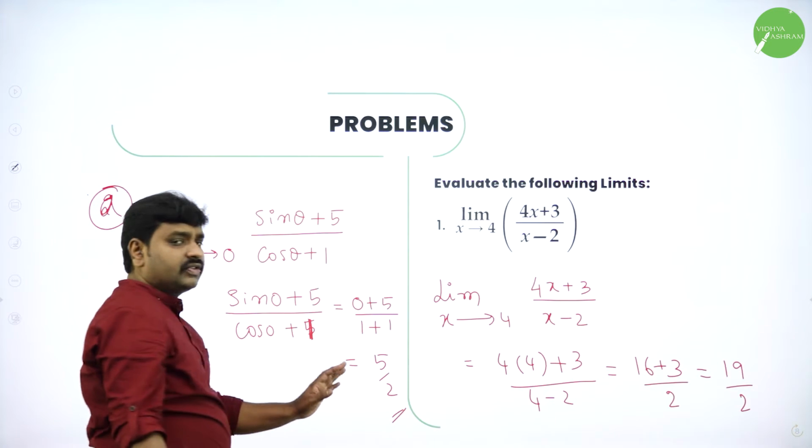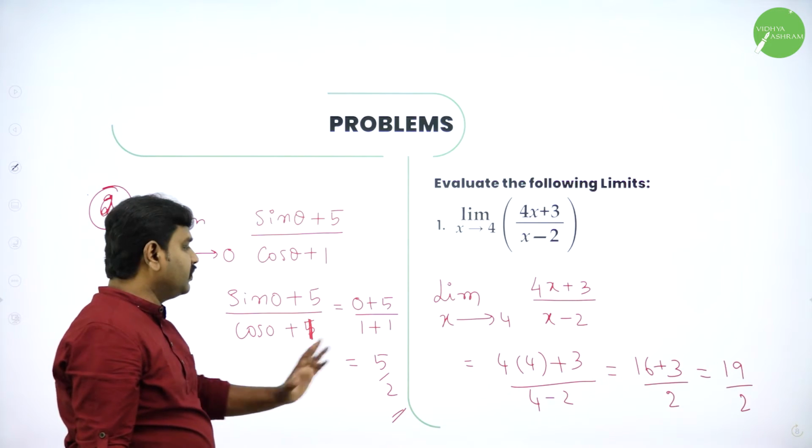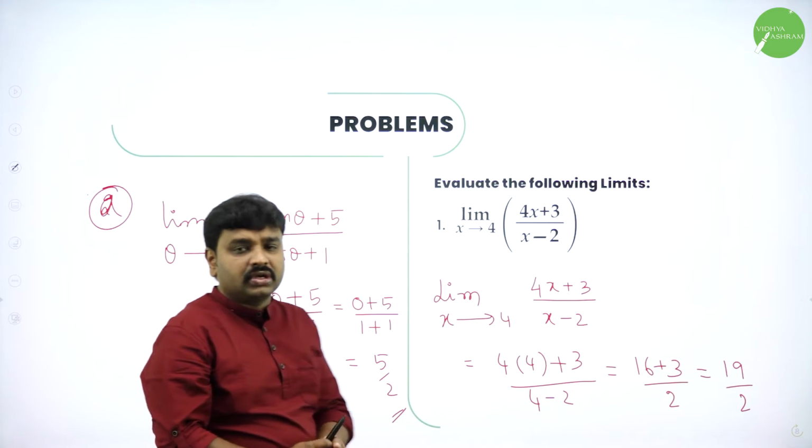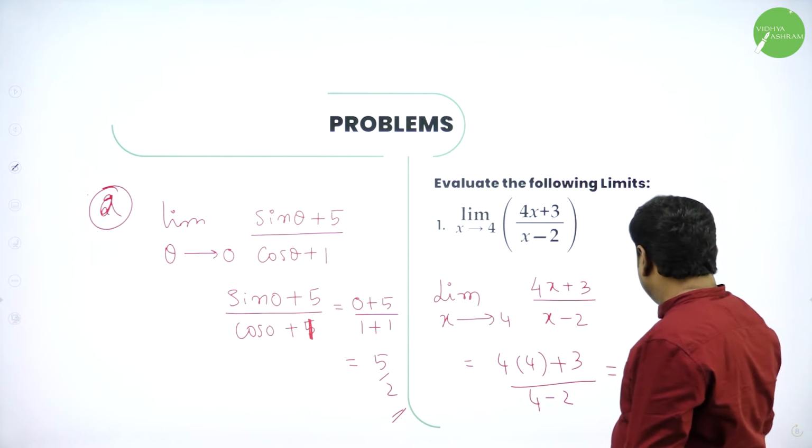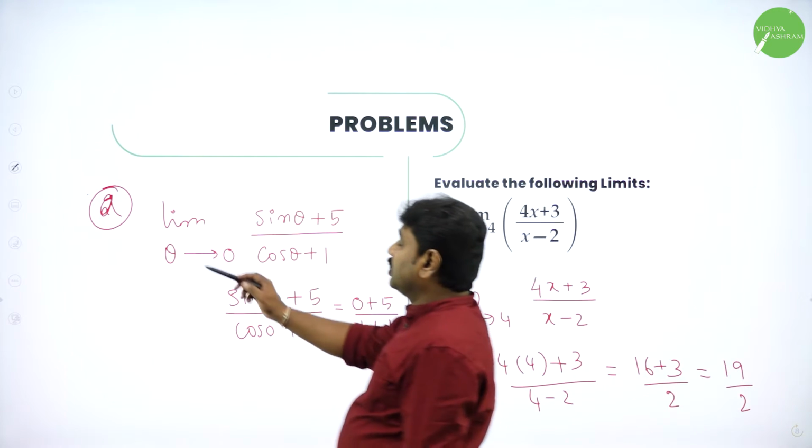So your answer is a finite value. Your answer is a unique value. I hope all of you understood. What is meant by limit x tends to 4? In the place of x put 4 and solve it. You will get an answer. That's it. Next question.